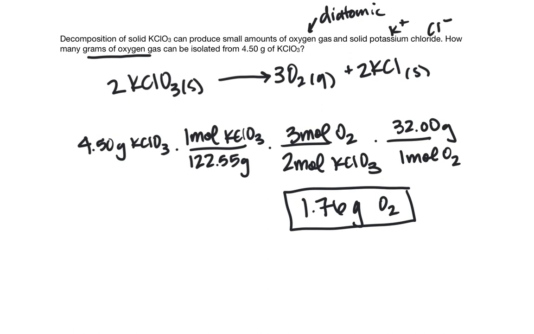So the key points are to make sure that right here, we're using the stoichiometric ratio so that we can go from grams to moles, and moles to moles, and moles to grams.